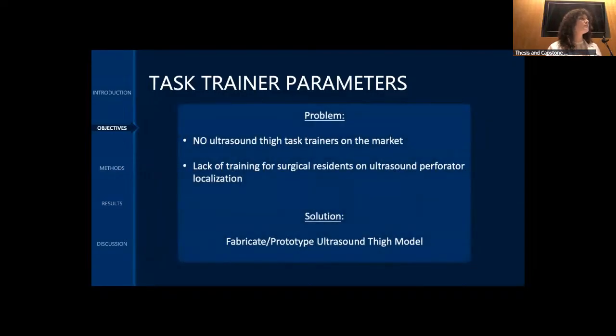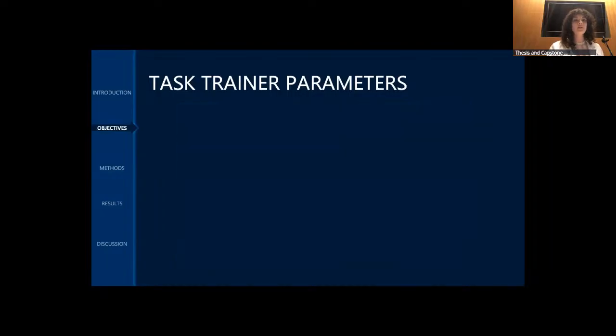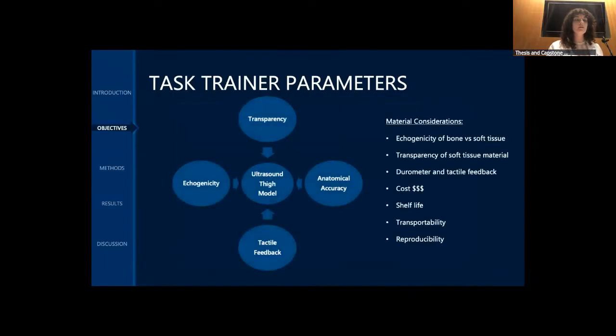So the problem is we don't have a trainer on the market. As of right now, residents only get training in person on patients. And one of the downsides of that is they cannot draw any parallels between the internal anatomy and those anatomical landmarks. So our solution is fabrication of an ultrasound thigh model.